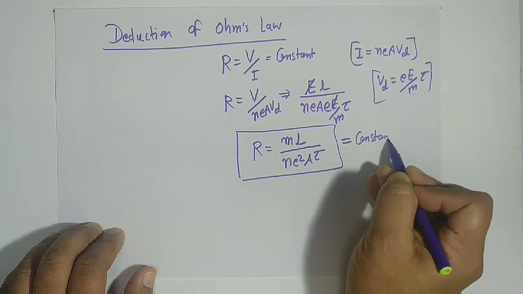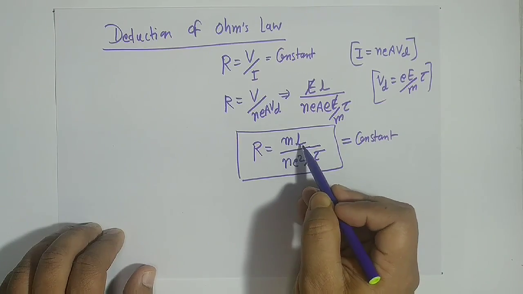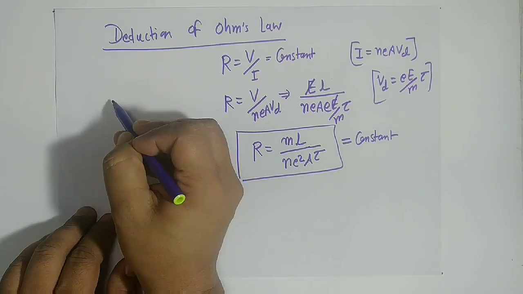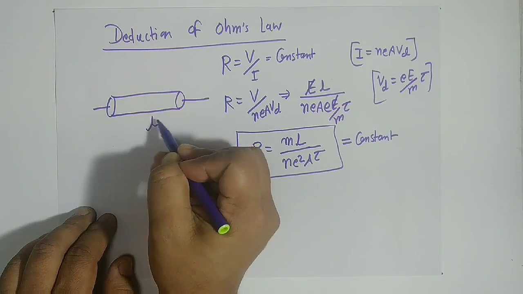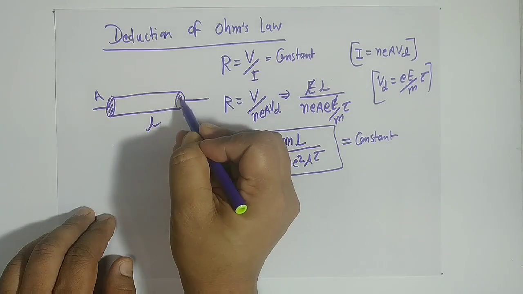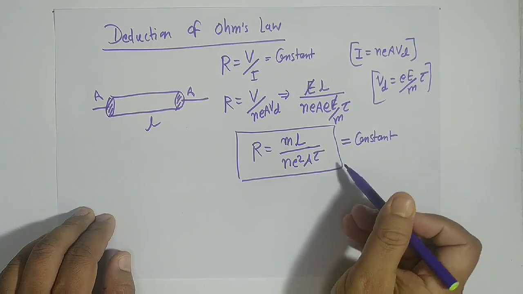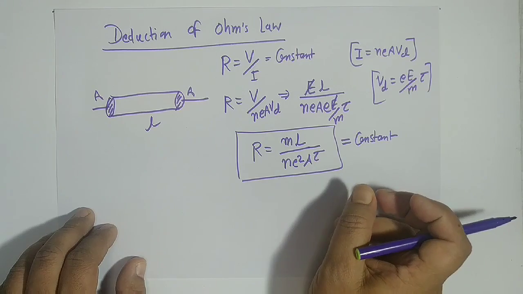So this is the actual expression. What is m here? Mass. L, length. You know that this was a conductor of length L and cross-sectional area A. So this makes Ohm's law what? It makes it constant resistance.